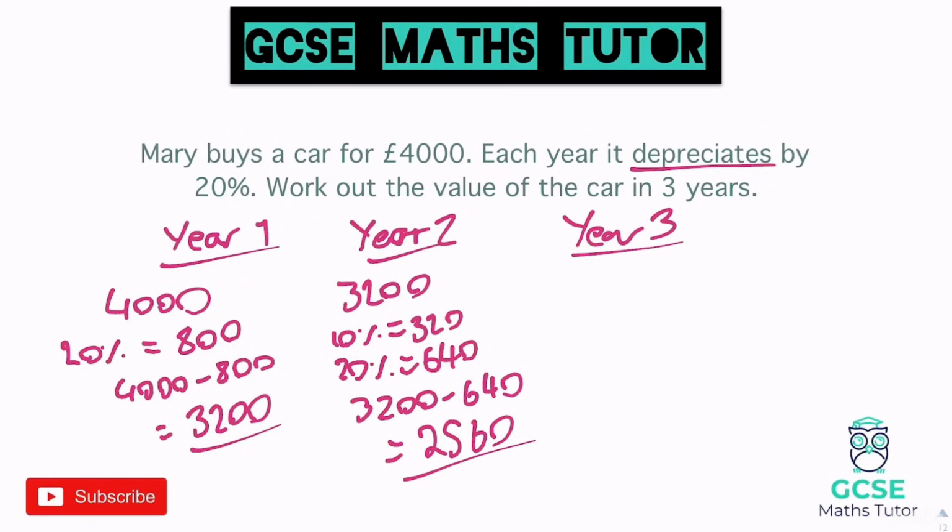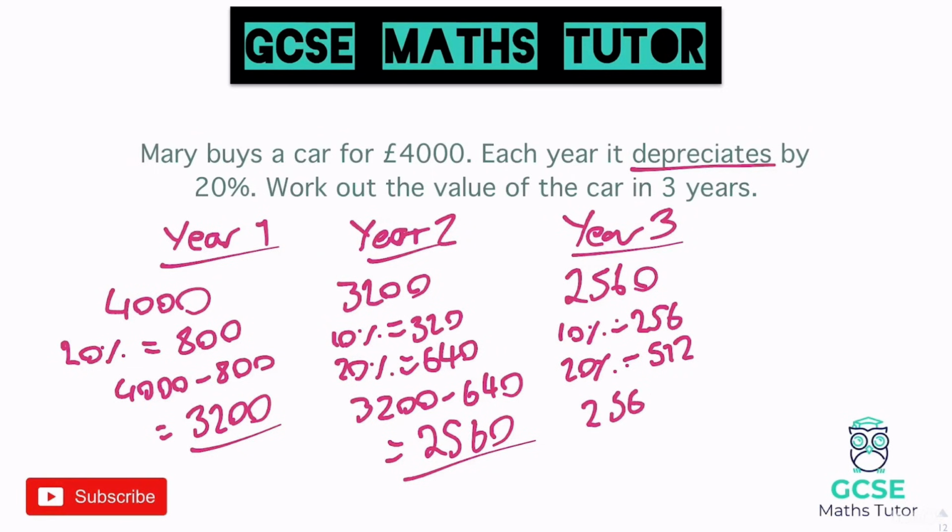So our value is 2,560. 10% of that is 256, so 20% will be 512, and then we can subtract 512, so 2,560, take away 512, leaves us with a final value there of £2,048, and that'd be our final answer.